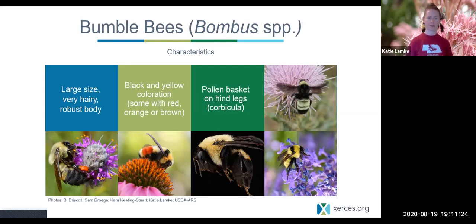So when you're out in the field and you're looking for bumblebees, the way that you can tell is that they're very large, very hairy, and they have a very robust body size. All of the bees in Missouri, I believe, are black and yellow. I don't think there's any with orange on them. And again, pay attention to that pollen basket. So the females are going to have that groove on their hind leg that allows them to collect and transport pollen.